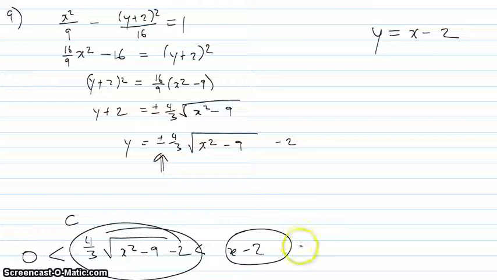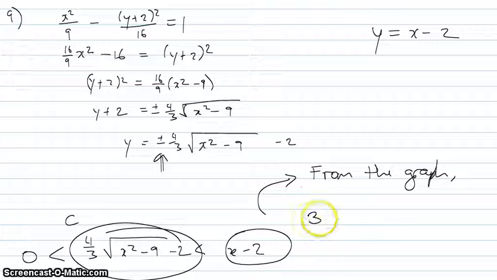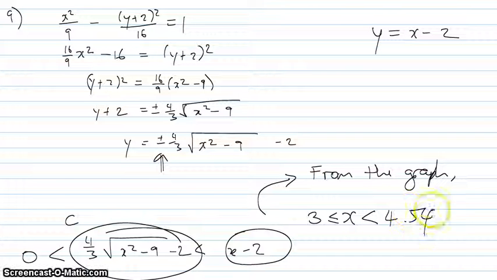So my answer is going to be, from the graph, I need my curve to be below my line. That means that 3 needs to be less than or equal to x, but it has to be strictly less than the point of intersection, which was 4.54. And that gives me my final answer.